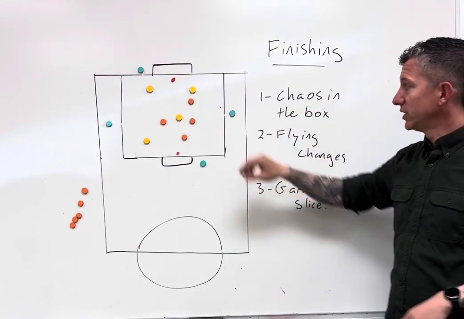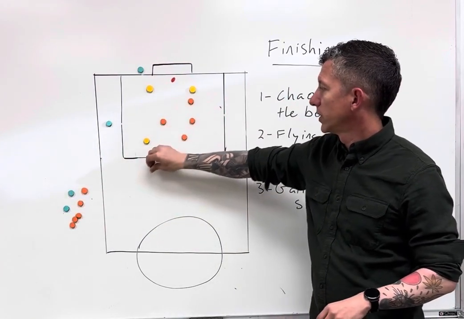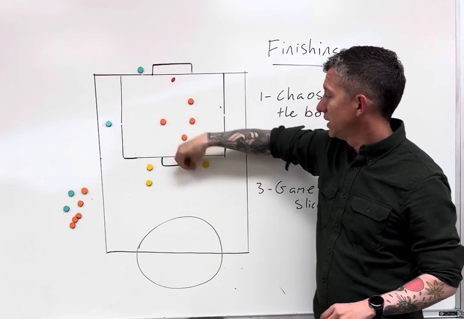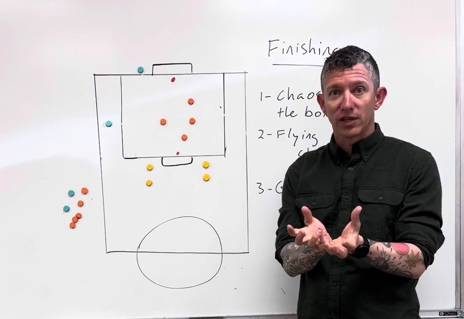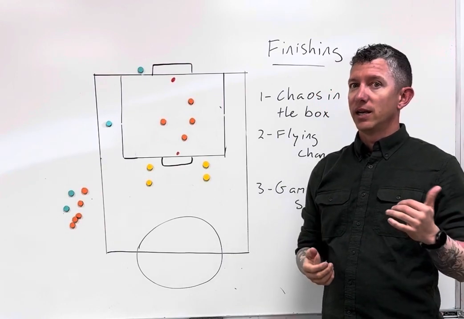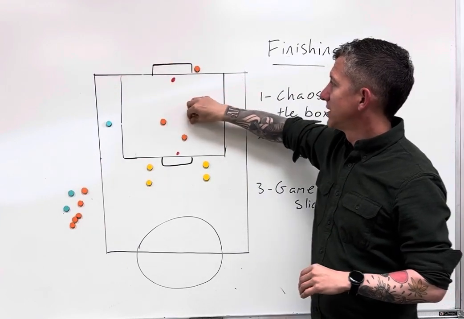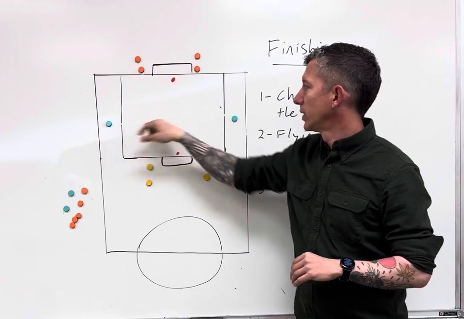Next up, flying changes. This is one I really like to use pretty often because it does a couple of things. Flying changes really increases the likelihood of getting lots of shots for the keepers very quickly, and it is high intensity.